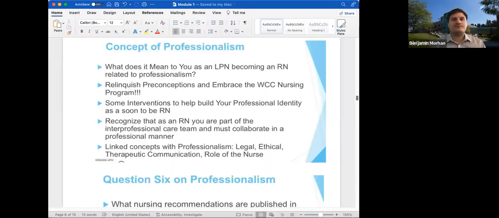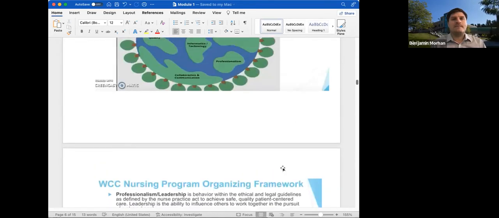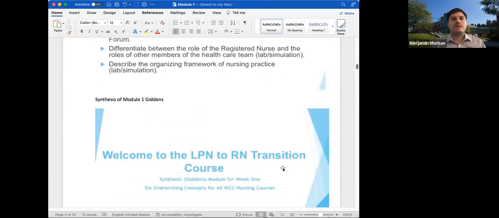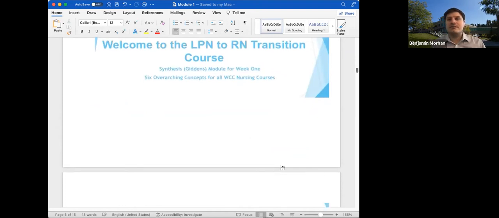Let me share my screen here. Okay. All right, so this is just going to be a quick synthesis of Giddens. And remember, there's quite a few chapters here that you have to read. The key is to take notes so that way you can retain the knowledge and apply it.